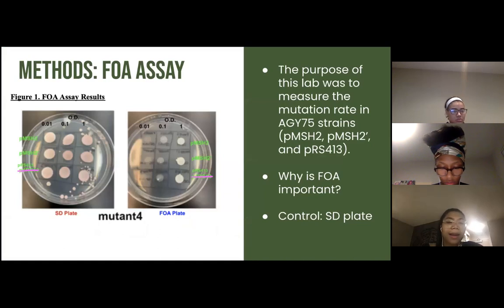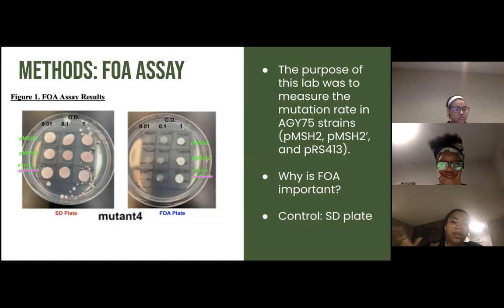The final lab that we did in the conclusion of this project was the FOA assay. The goal of the FOA assay lab was to measure the mutation rate in AGY75 strains with the different plasmids inserted. This is extremely important because in the presence of a functional ODC protein and FOA, a toxic environment is created which will thus kill the yeast. In the presence of a non-functional ODC protein, because of mutations that aren't fixed, no toxic environment will occur and thus there will be growth of the yeast.